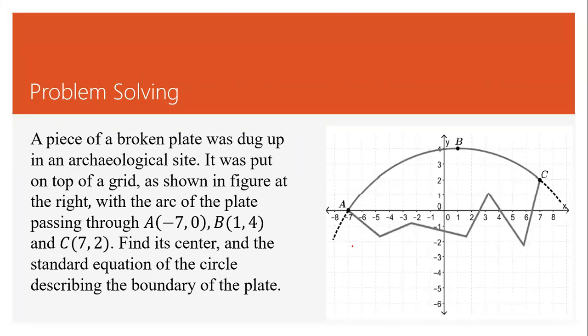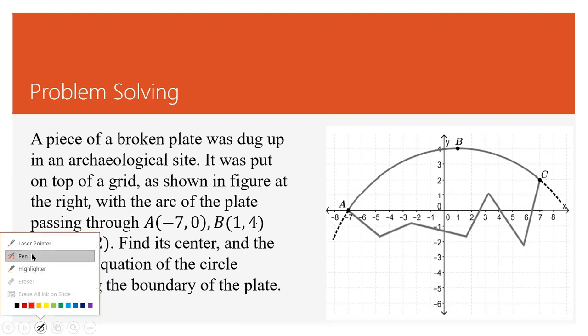A piece of a broken plate was dug up in an archaeological site. It was put on top of a grid as shown in the figure at the right, with the arc of the plate passing through A(-7, 0), point B(1, 4), and point C(7, 2). Find its center and the standard equation of the circle describing the boundary of the plate.